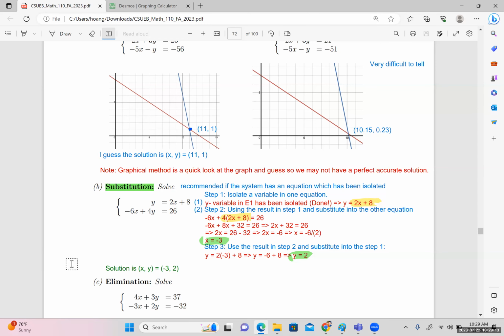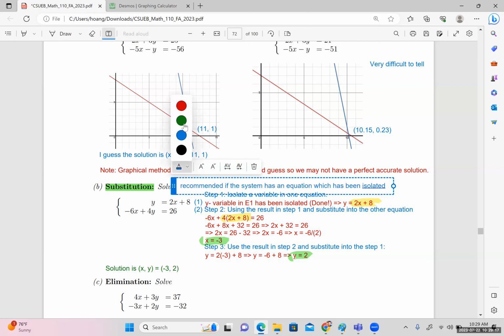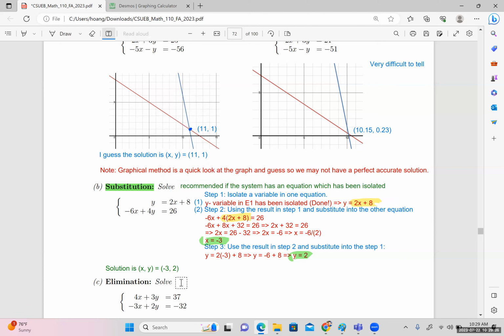All right, so I'm done with the substitution method. Okay. We'll change this to, I don't know, maybe this color. No, let's do this color. All right.